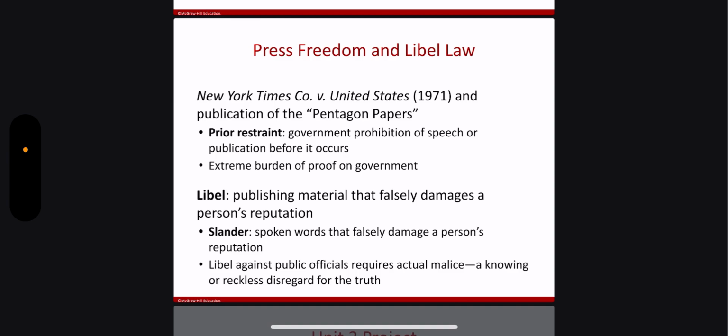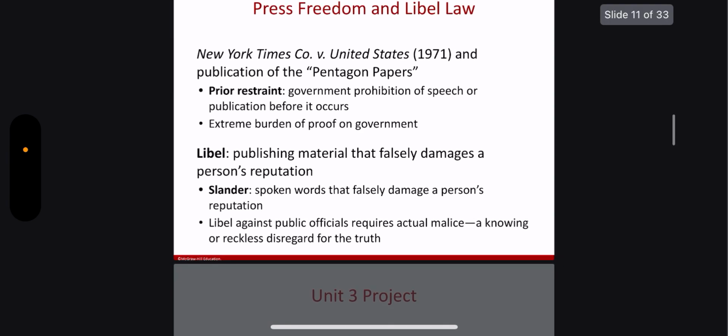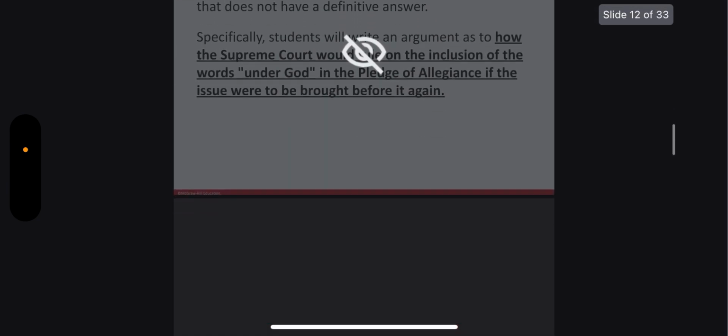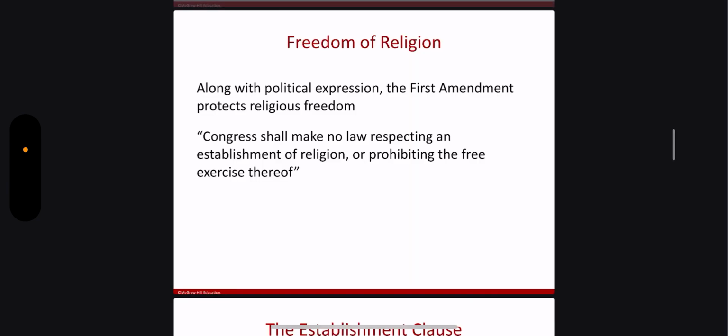Okay, it is true. So libel is only the publishing of material that damages a person's reputation and is false. Slander. These are just going to be words that falsely damage a person's reputation. So libel is publishing, so written words, and slander is going to be spoken words. Okay, spoken words. Now, we won't go into this too terribly much, but when we're talking about public officials, there's a different threshold of what that's going to look like. Okay, in terms of what's protected.